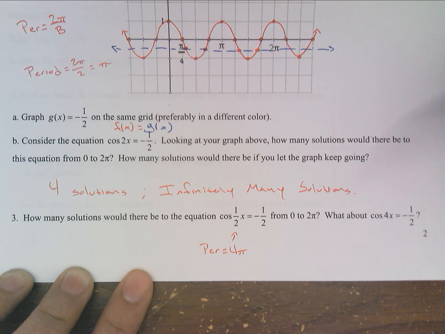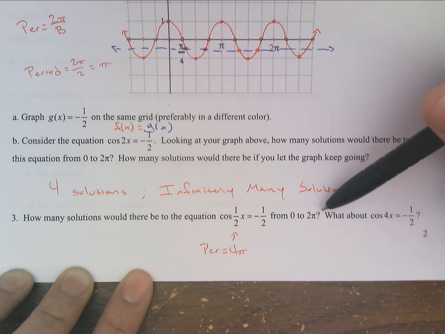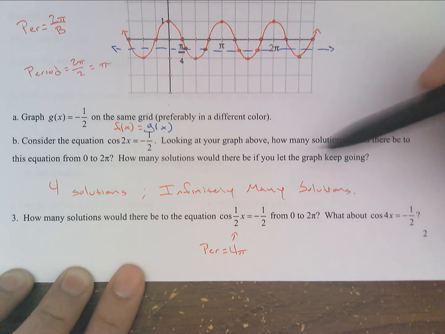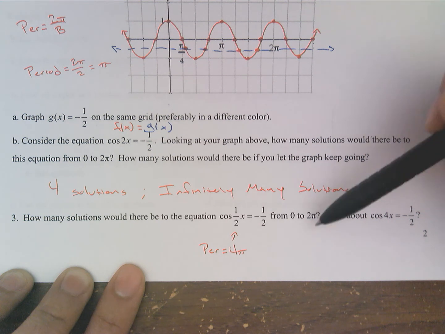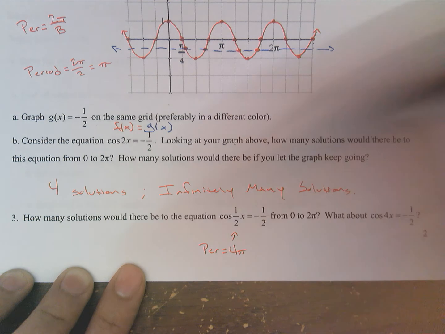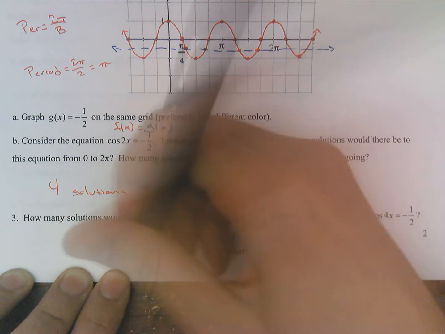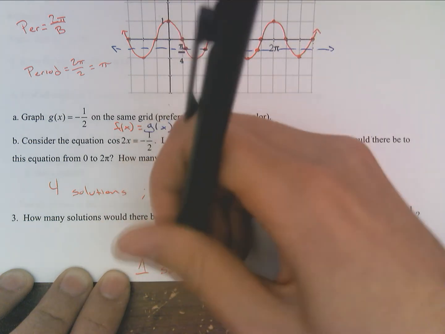So then from 0 to 2 pi, we're only completing half of that first cycle. So instead of having 2 solutions in one full cycle, we're only doing half a cycle. So we're only going to have one solution. So for this first equation, we have one solution.